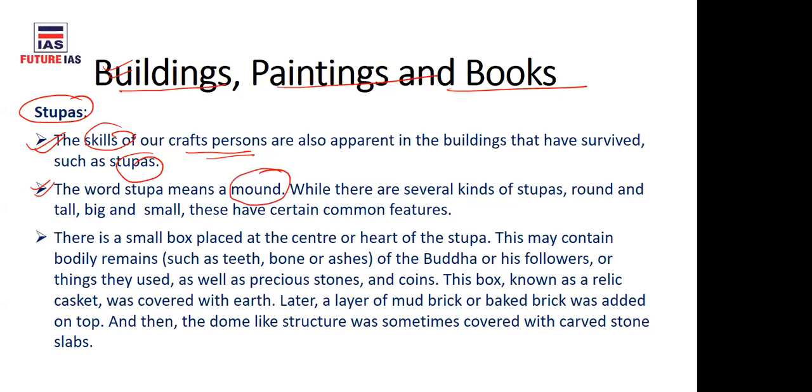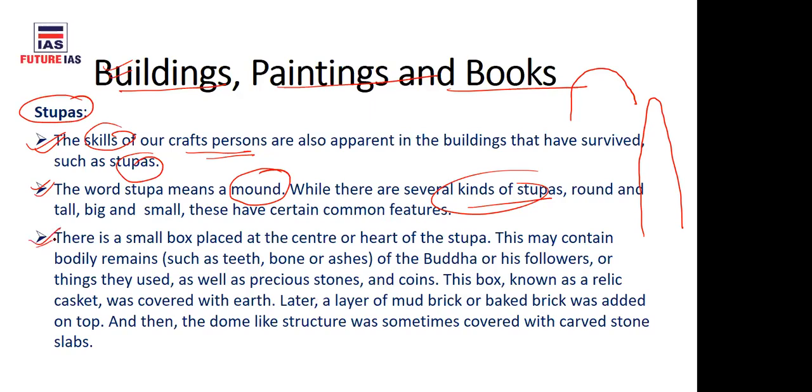So in our country there are several kinds of stupas. Some stupas are built round, some stupas are tall, some are very big, some are very small, right? They have certain common features, and certain special features also. So this word stupa means mound, which may be of any size, round, long, tall, or small, and may have certain common features or special features to build.